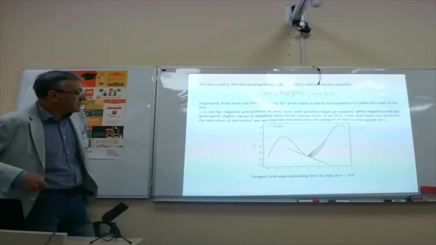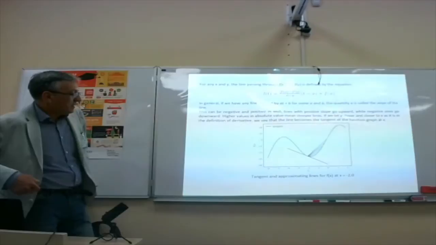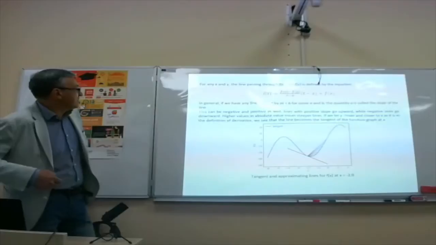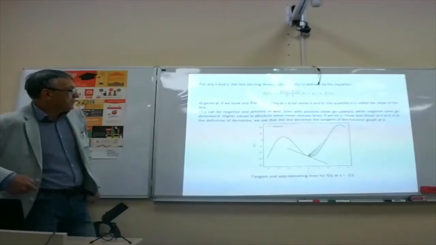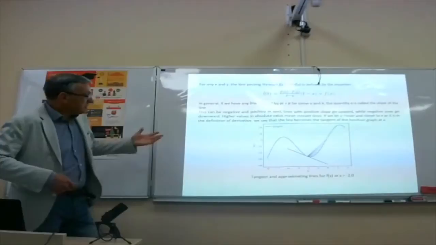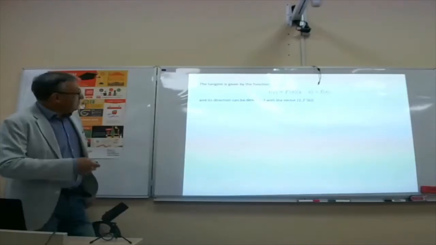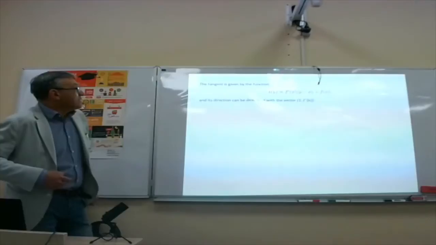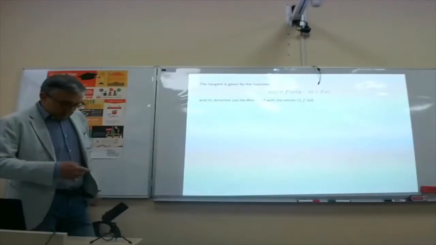This is our x and this is our y. And if our y gets closer and closer to x, as in the definition of the derivative, we see that the line becomes the tangent of the function graph at point x. And this is the geometrical explanation. The direction of the tangent can be described with a vector with two coordinates: one and the derivative of the function at the point x.